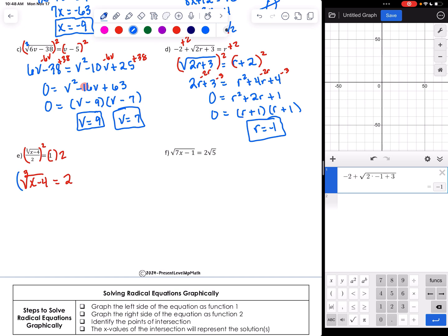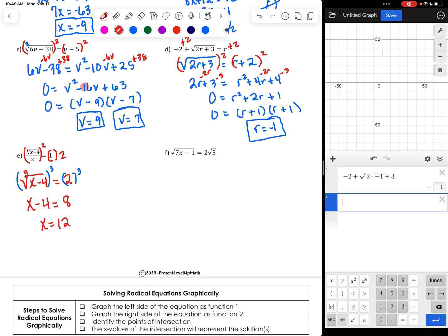So we can raise both sides to the 3 power. So this would give me x minus 4. 2 raised to the 3rd power is 8. And then add 4 to both sides. So 8 plus 4 gives me 12.